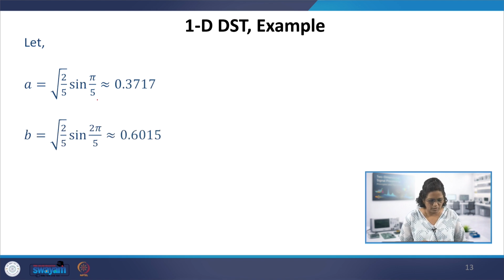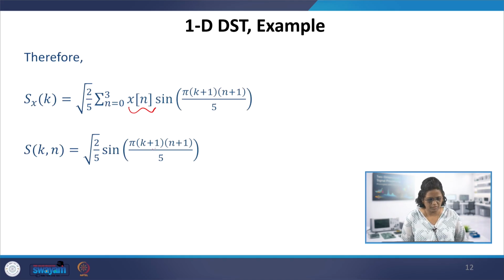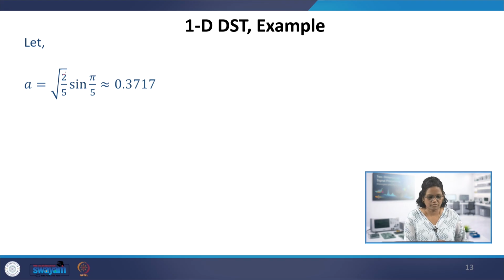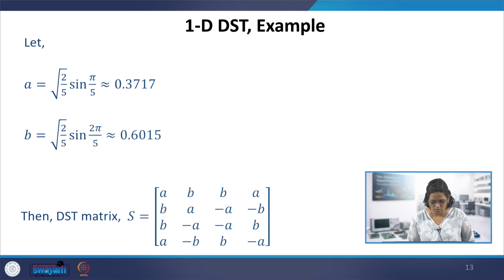For the first value of DST, S1, that is going to be A, where k equals 0 and n equals 0. So we get here, from this 0 0, pi by 5, so root 2 by 5, the factor, into sine pi by 5 for k and n 0 0, and then we get the value of 2 pi by 5 for 1 1. So it's approximately 0.37 and 0.6 values. If you keep calculating for 0 0, 0 1, 1 0, 1 1 and so on, we get the values of A and B.